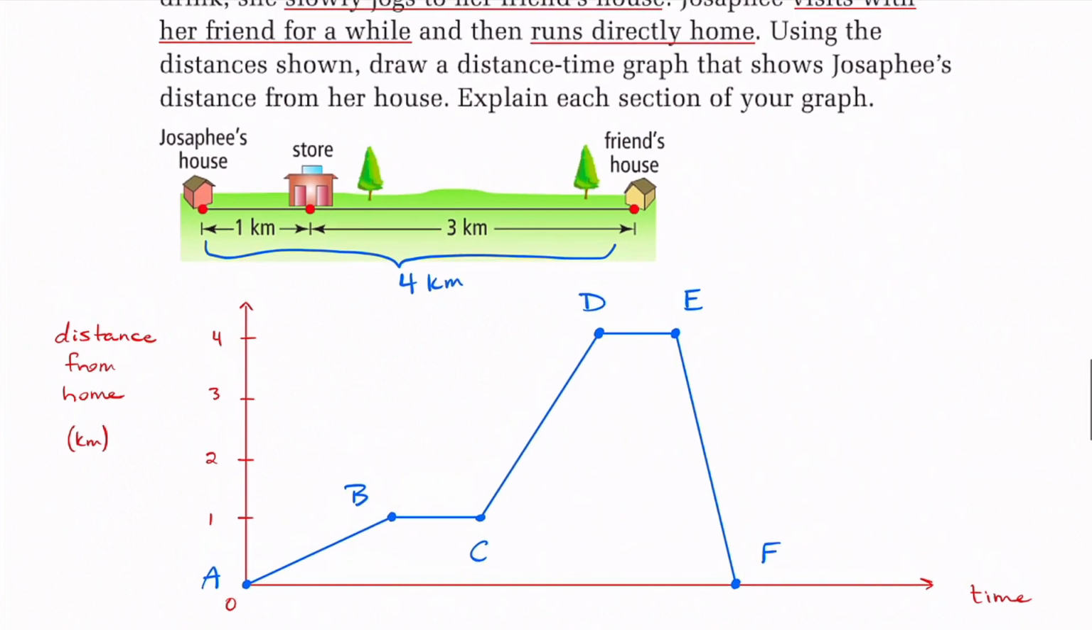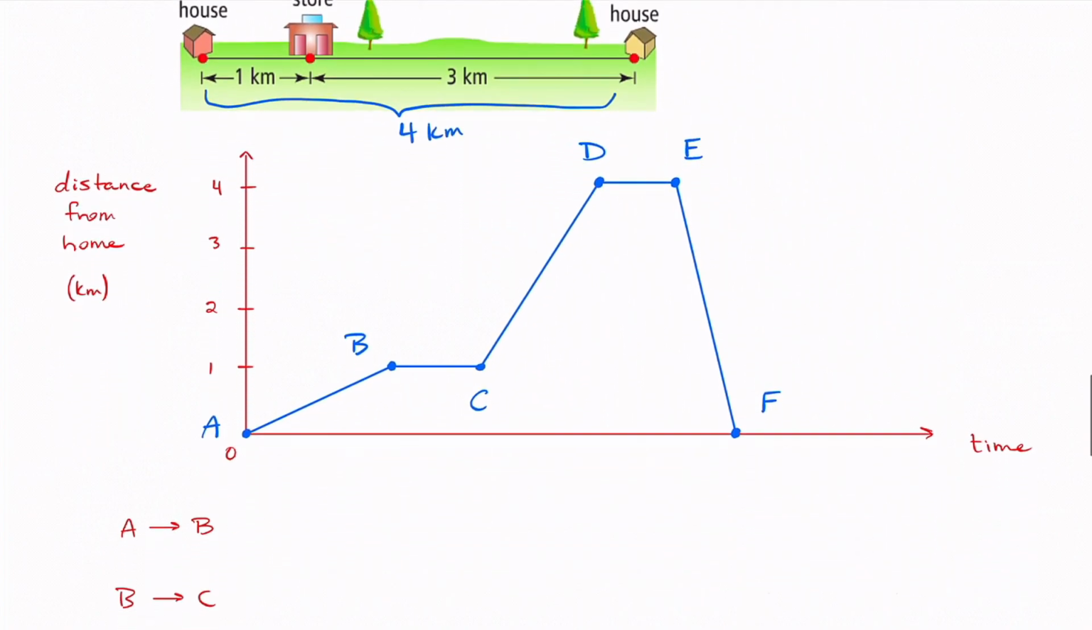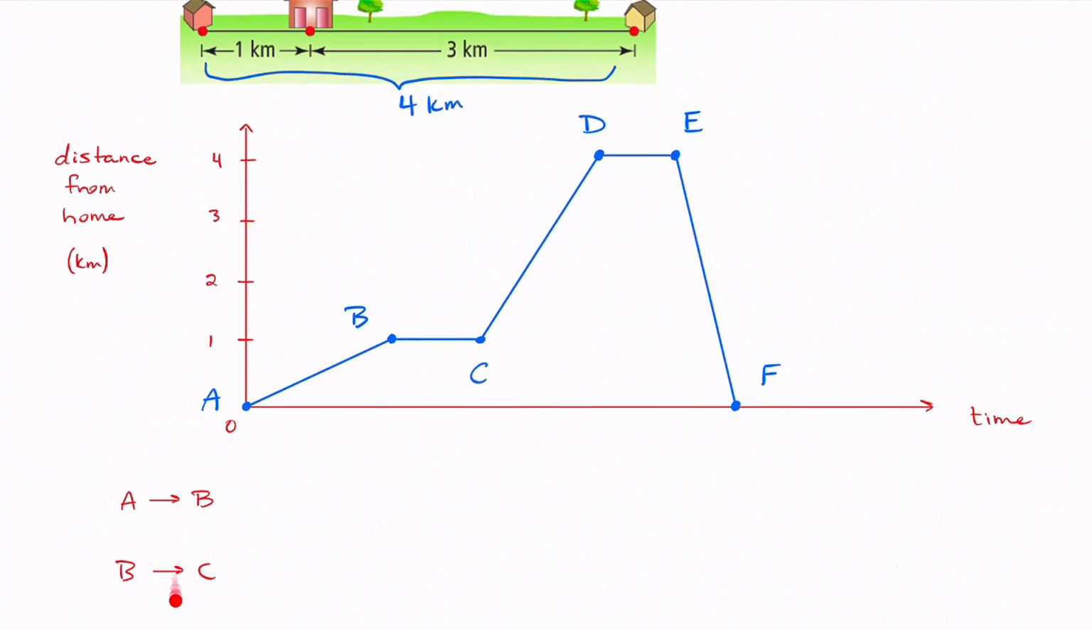Okay, so the last part of this question, it said explain each section of your graph. And we kind of already did that as we were going through, but we'll do it again here. So here I got these different sections, A to B, B to C, and so on. So the first one, A to B, that's when we walked from our place to the store. So let's write that. We did it slowly. So walks to the store slowly, so it's not steep.